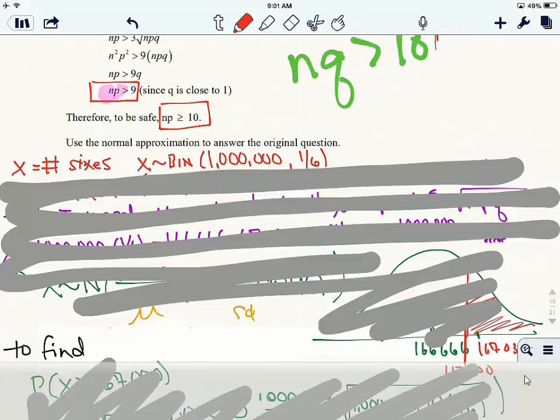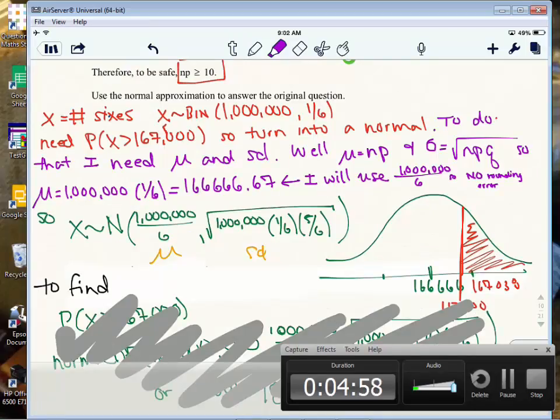Okay, so let's use the normal approximation to approximate the original answer for the one the calculator couldn't. X is the number of 6's, and X is approximately binomially distributed. We need to find the probability of X being greater than 167,000. So we're going to turn it into a normal. To do this, I need to find the mean and the standard deviation. Well, the mean is given by n times p, and the standard deviation is given by this.